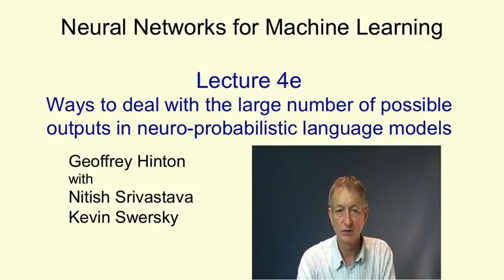In this video, we're going to look at various ways to avoid having to use 100,000 different output units in a softmax if we want to get probabilities for 100,000 different words. At the end of the video, I'll show an example of the words or the word representations that are learned by a particular method.